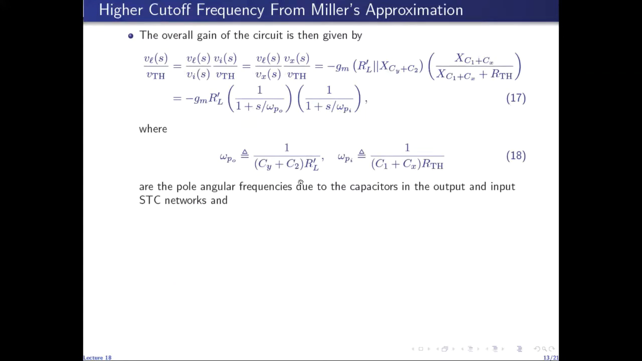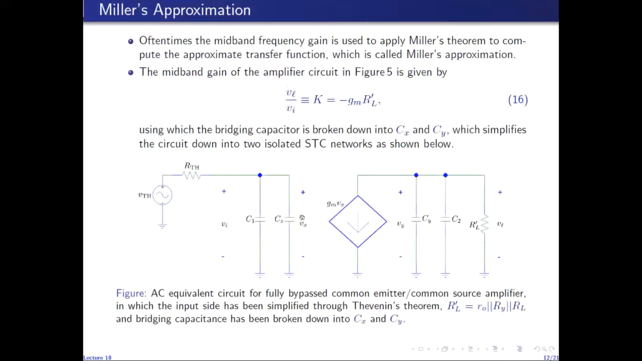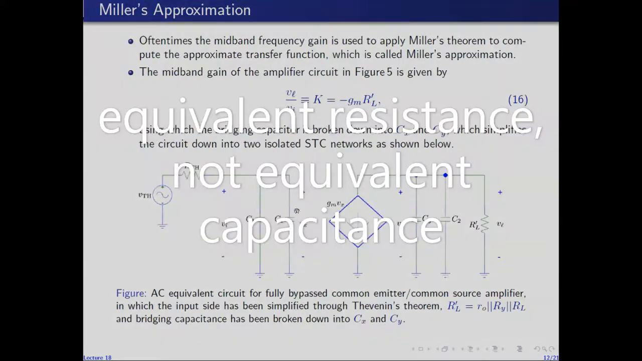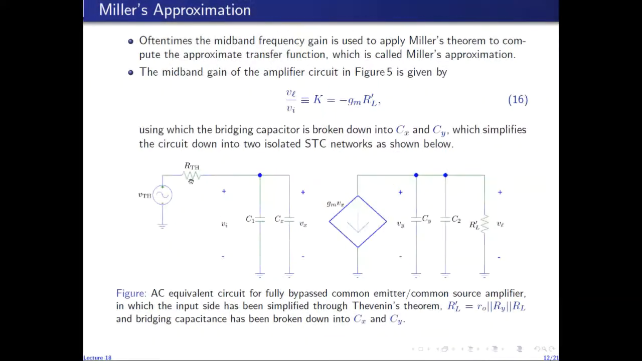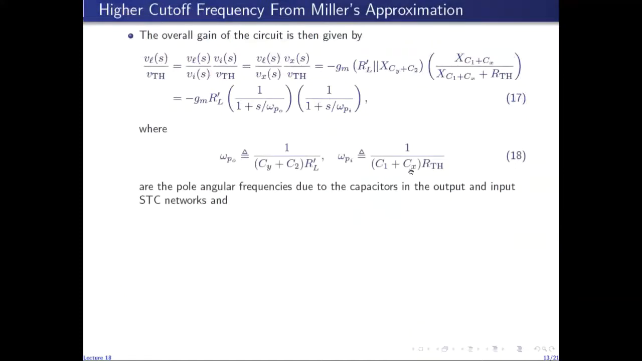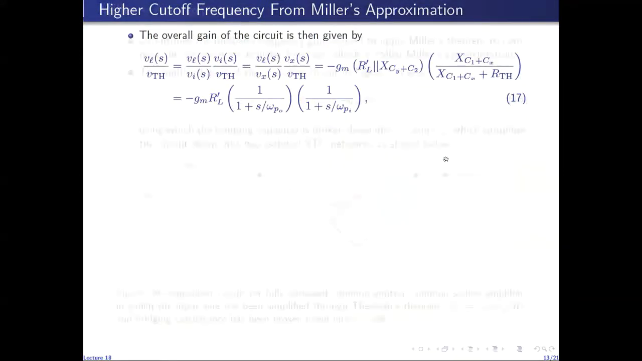So if you look closely, these are nothing but open circuit time constants. If I open circuit this equivalent capacitor and short circuit V sig to 0, since V sig equal to 0 means V Thevenin will be 0, then the equivalent resistance seen by this equivalent capacitor will be R Thevenin. So we have C1 plus Cx times R Thevenin. This is the open circuit time constant due to the input loop.